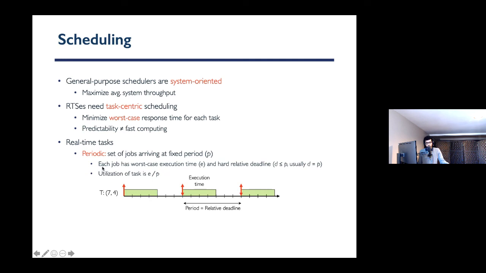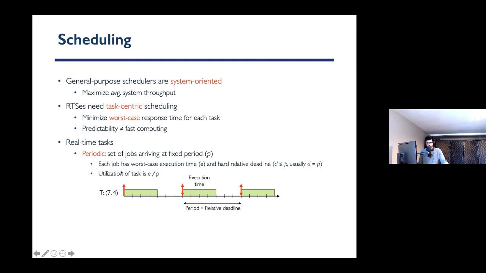Now, we're going to assume that we know the worst case execution time of each job, and they're the same. So we're going to represent it with E, and each one of them has a hard relative deadline, from when it arrives until it has to be finished. That's its deadline, D, and it has to be less than P, right? P is when the new one comes. So the deadline for the previous one has to be before the new one comes. You don't want each of your tasks to compete with each other. If you don't mention D, then we assume that D equals P. So the deadline is basically the period, the relative deadline.